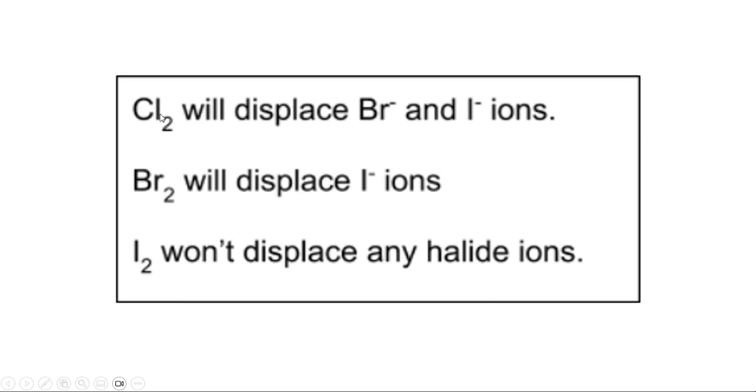If you look at the periodic table, Cl is above Br and I, so it displaces the Br- and I- ions. Br2 will displace I- ions. I2 won't displace any ions. The reason being is this.